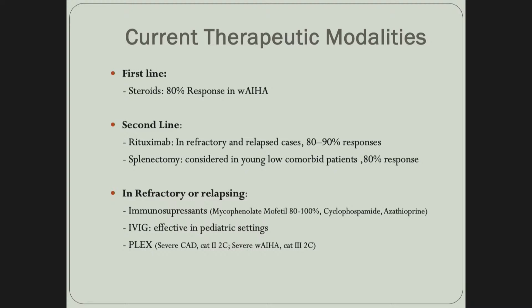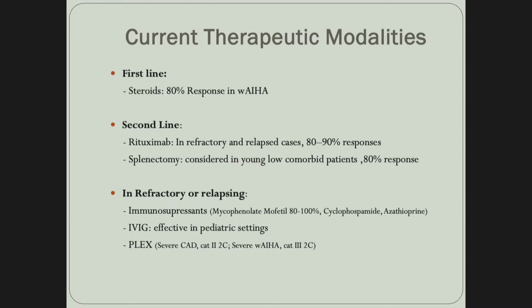So it almost helps in 80 to 90% of these cases. Previously, splenectomy used to be considered, where people have a severe problem with the spleen, splenomegaly, most of these cases were going for splenectomy, where steroids were the only option. But now this is reserved for young females who are of reproductive age. In those cases and younger patients only, this is being done, because in older patients, because of the infections, this is not a preferred modality of treatment. So 80% response is seen even with splenectomy.